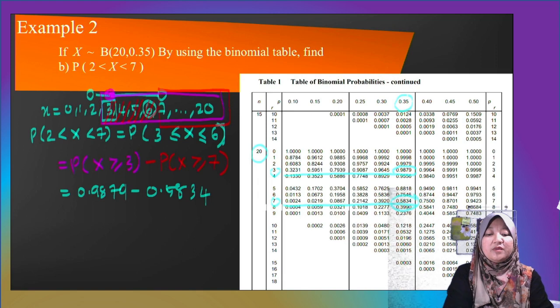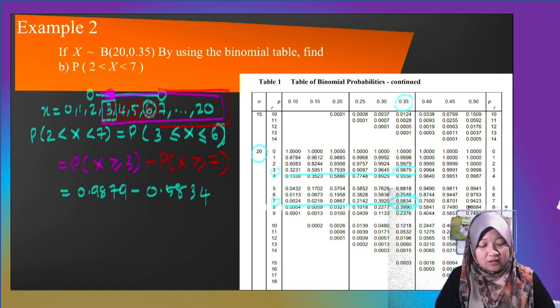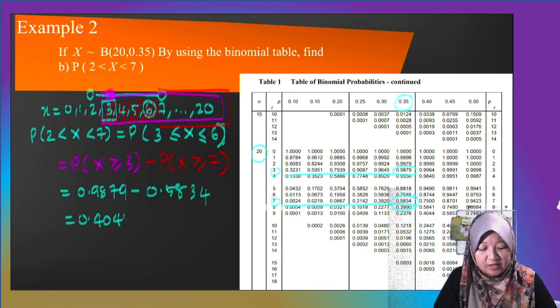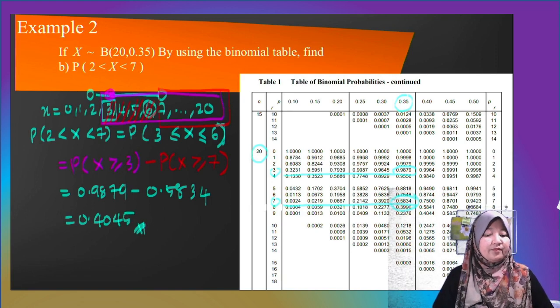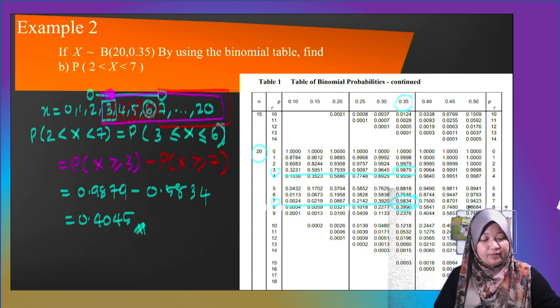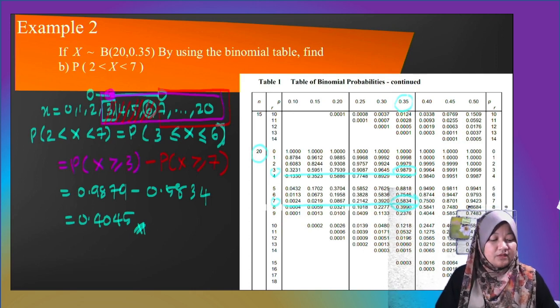Okay, tolong kira berapa jawapan dia. 0.4045. Okay, next one.